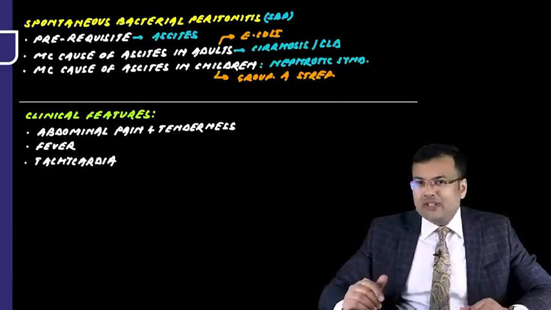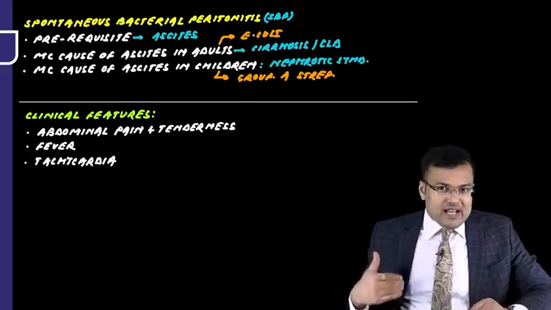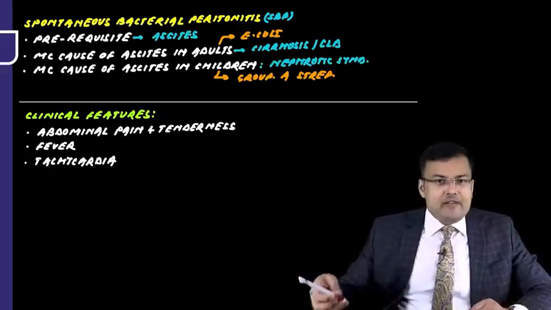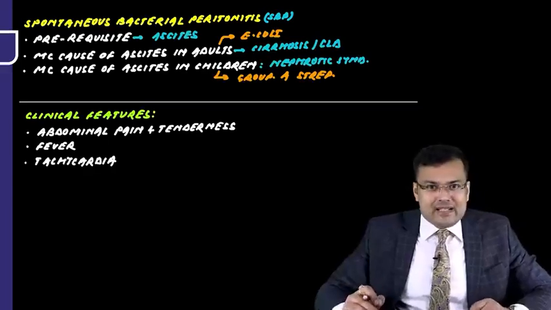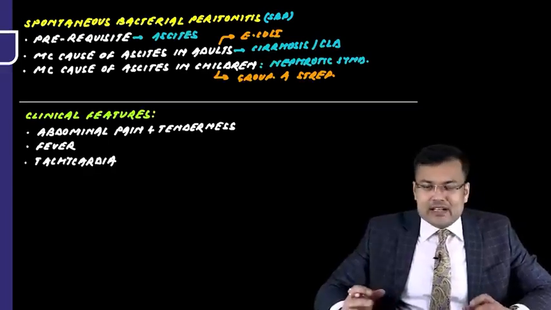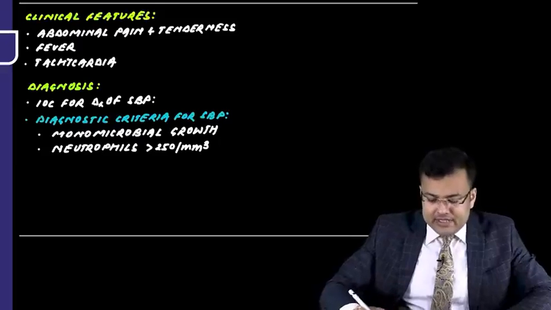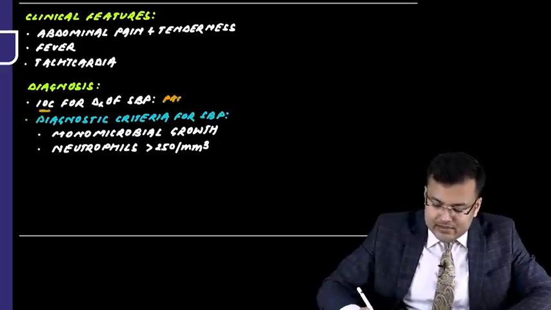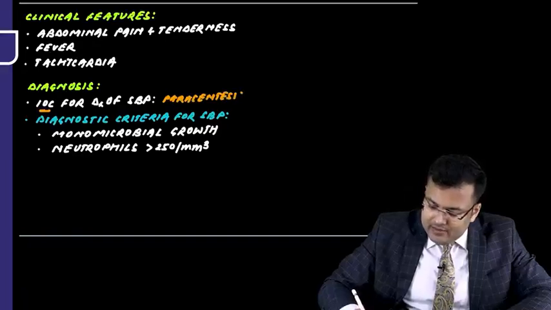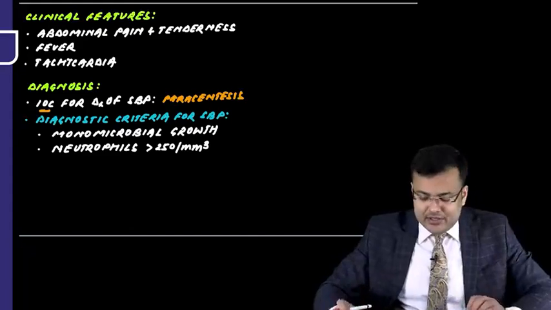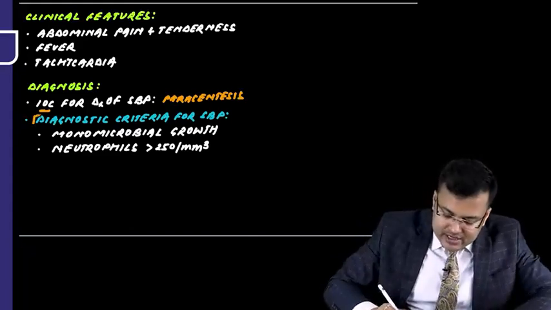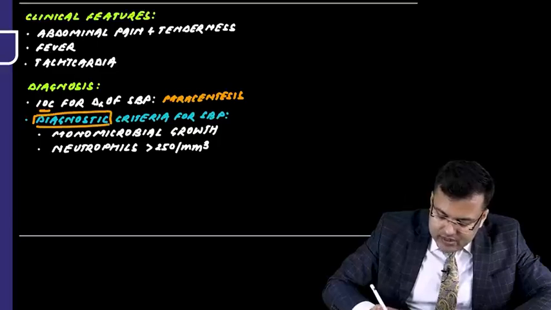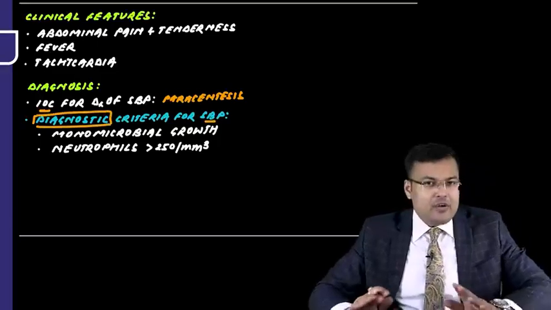Now, how are we going to make the diagnosis? Since the patient has ascites and there is infection, we tap the ascites, that is paracentesis. The investigation of choice for diagnosis of SBP is paracentesis. Whenever we send this ascitic fluid for examination, what is the diagnostic criteria of SBP on paracentesis?